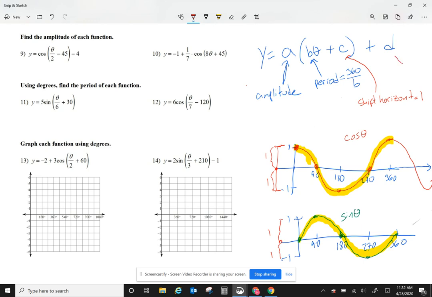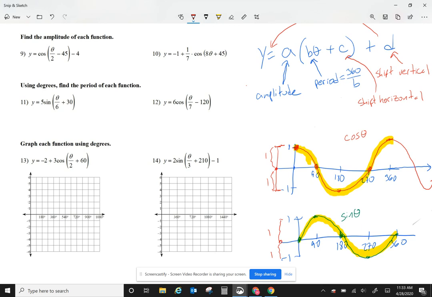Now this number, sometimes I'm going to have it by itself at the very end of the equation. Sometimes it could be at the very beginning. I could move my d to the very beginning, or sometimes I can have it at the end. Now this is shift vertical. This number is going to tell me up or down. If it's a positive number, I move up. If it's a negative number, I move down. So those are basically the information we're going to need.